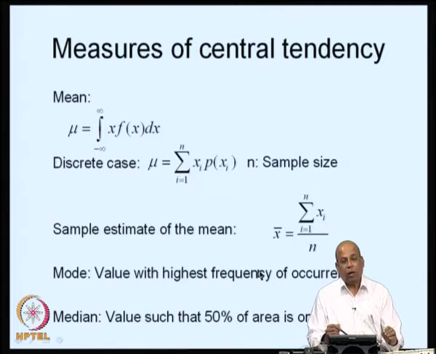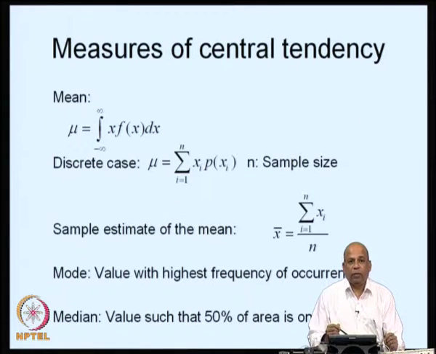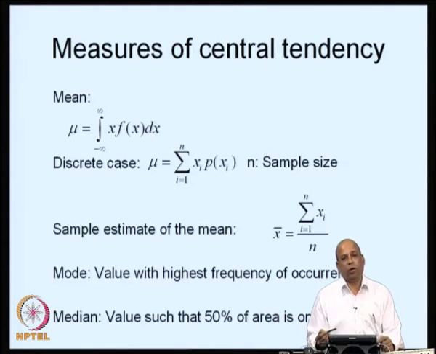Then using these moments, we define several measures which will give the properties of the random variable. For example, how the values are distributed around the mean, what kind of central values we can expect in terms of the mean or the average value, the value with the highest frequency, the value that divides the distribution into two parts, and so on.